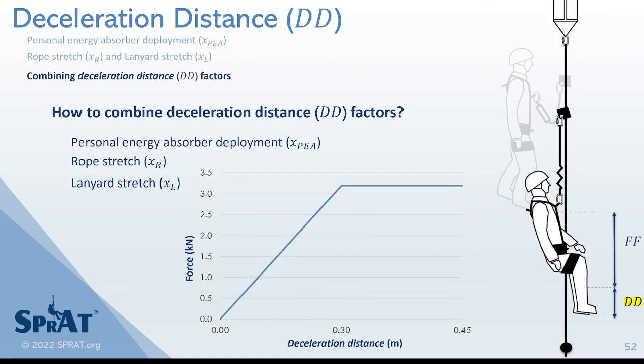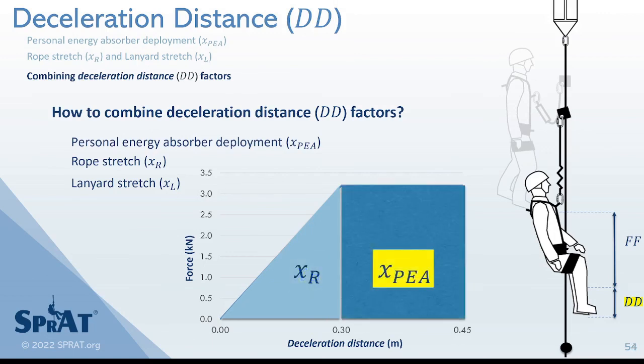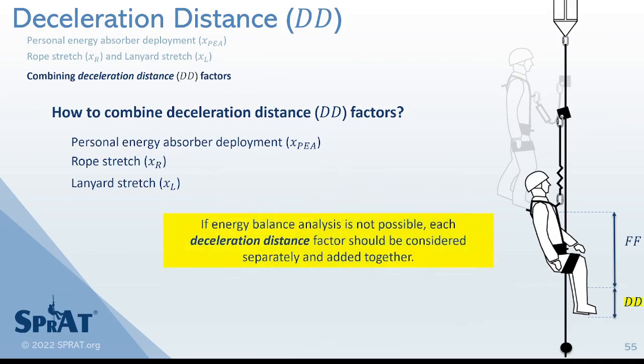The graph depicts a simplified version of a resting force as a function of deceleration distance of a backup system. The sloped portion of the graph represents the rope and lanyard stretch of the backup system. The area underneath this portion represents the work done as the system elongates to dissipate energy of the fall. Once the deployment force of the energy absorber is reached, the energy absorber begins to deploy, dissipating the remaining energy of the fall. If energy balance analysis is not possible, each deceleration distance factor should be considered separately and added together.